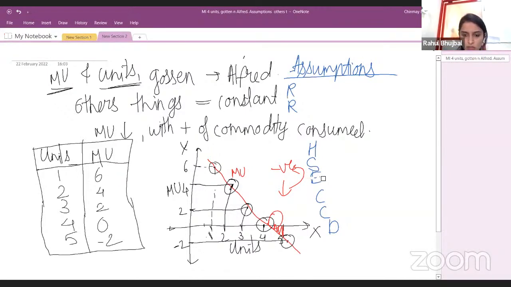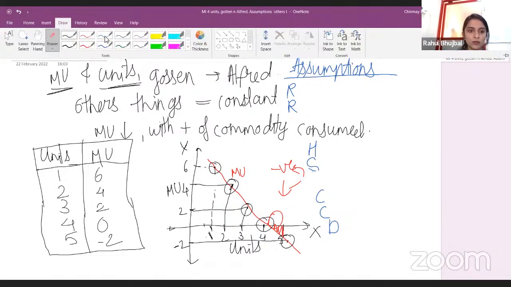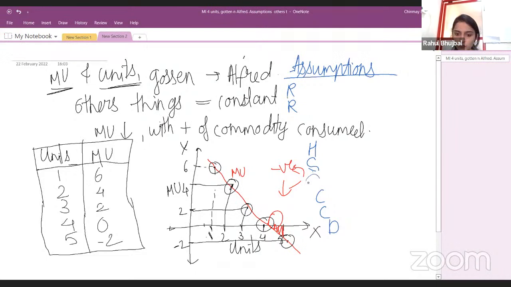cardinal measurement. What is the meaning of cardinal measurement? You should be able to count utility in numbers. Is it possible in reality? Can you count utility? No. Why? Because utility is an abstract thing. We discussed in features yesterday, utility cannot be counted in numbers. You can say how much satisfaction, or you can say I am satisfied, I am dissatisfied, but can you exactly count it in numbers? No. But Alfred Marshall assumed that utility can be counted in numbers.